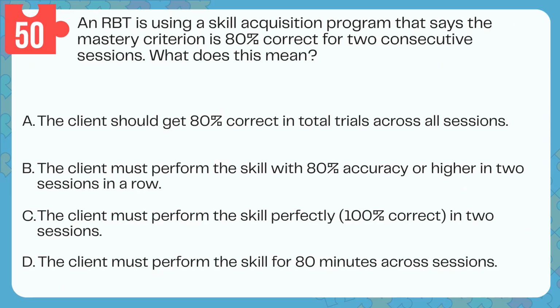Question 50. An RBT is using a skill acquisition program that says the mastery criterion is 80% correct for 2 consecutive sessions. What does this mean? A. The client should get 80% correct in total trials across all sessions. B. The client must perform the skill with 80% accuracy or higher in 2 sessions in a row. C. The client must perform the skill perfectly, 100% correct, in 2 sessions. D. The client must perform the skill for 80 minutes across sessions.